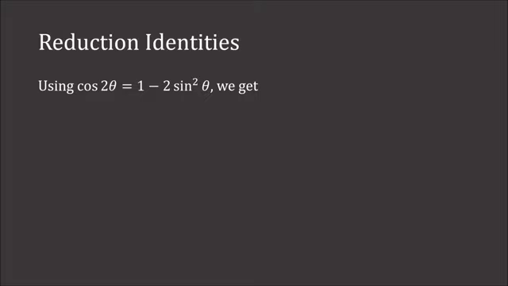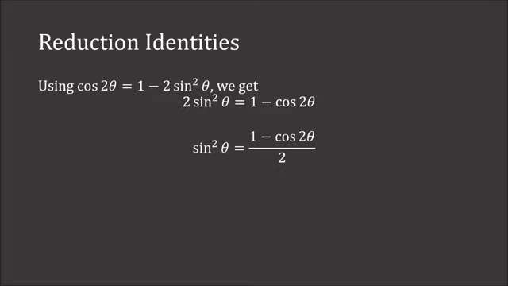We'll begin by using cosine of 2 theta equals 1 minus 2 sine squared. This gives us 2 sine squared is equal to 1 minus cosine of 2 theta. And so sine squared of theta is 1 minus cosine 2 theta over 2. So this is the sine reduction identity.